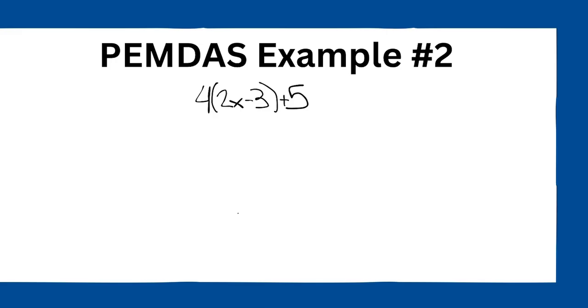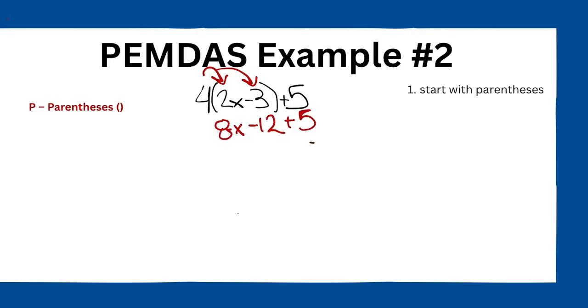So let's do another example. I have 4, and inside some parentheses, I have 2x minus 3 plus 5. So now I'm going to work with those parentheses first because that's what PEMDAS is. We start with parentheses. To do this, I'm going to distribute that 4 to 2x and 3. I'm going to leave that 5 alone because that has nothing to do with the parentheses. So now I have 8x minus 12 plus 5.